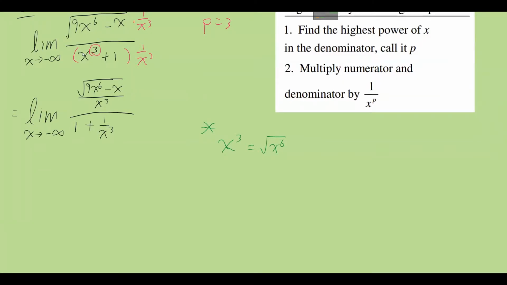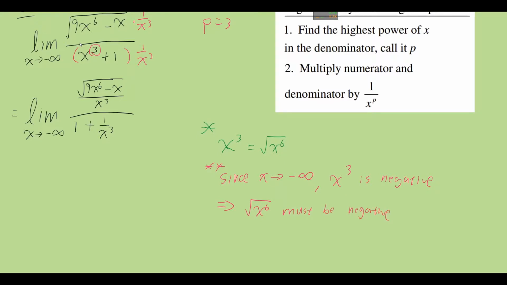But here is another thing that we have to consider. Since x is approaching negative infinity, that means x to the third power is negative. Okay, be very careful. Now think about this statement. If x is going to negative infinity, a negative number, and you take that negative number to the third power, it would still be negative. That means square root of x to the power of 6 must be negative.